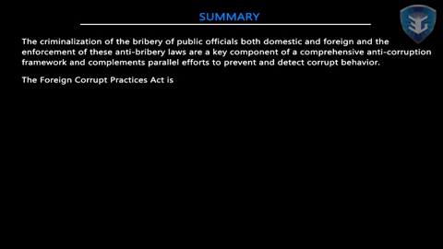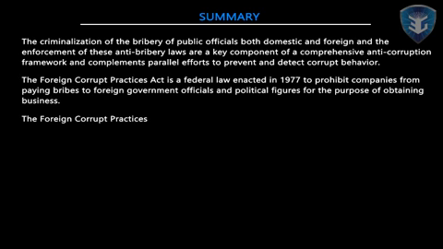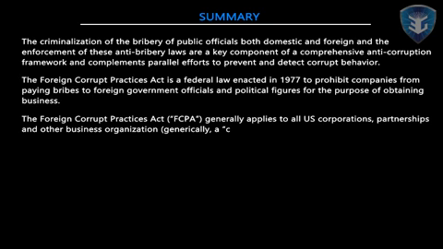The Foreign Corrupt Practices Act is a federal law enacted in 1977 to prohibit companies from paying bribes to foreign government officials and political figures for the purpose of obtaining business. The Foreign Corrupt Practices Act (FCPA) generally applies to all U.S. corporations, partnerships and other business organizations, generally a company, as well as all persons acting on behalf of those entities.